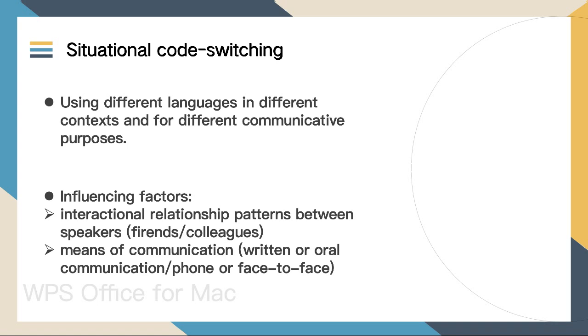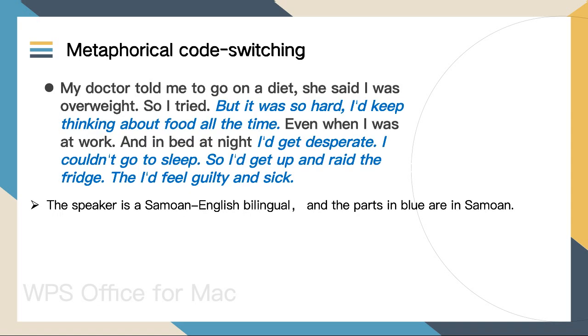The influencing factors are the interactional relationship patterns between speakers, like friends and colleagues, and means of communication, written or oral communication, phone or face-to-face. In addition to situational code switching, another common form of code switching is called metaphorical code switching.